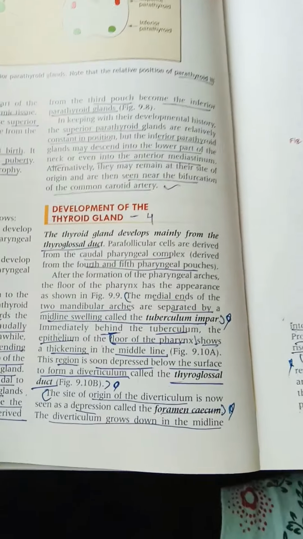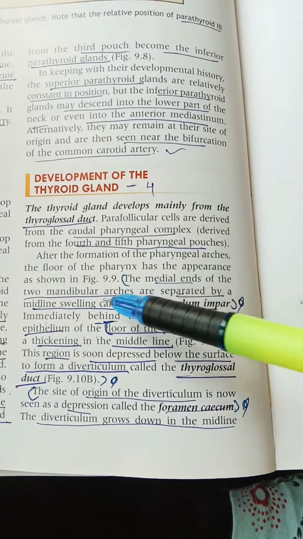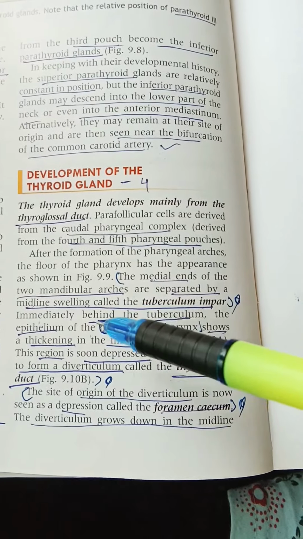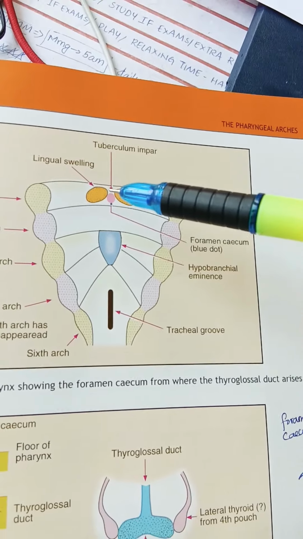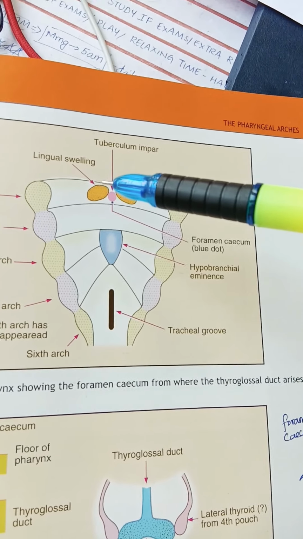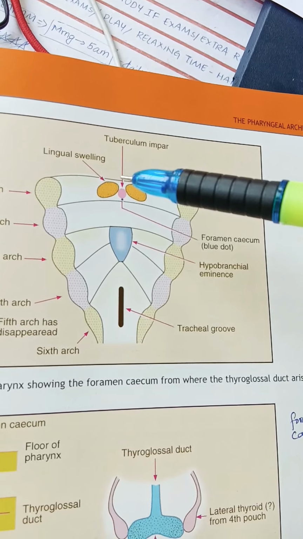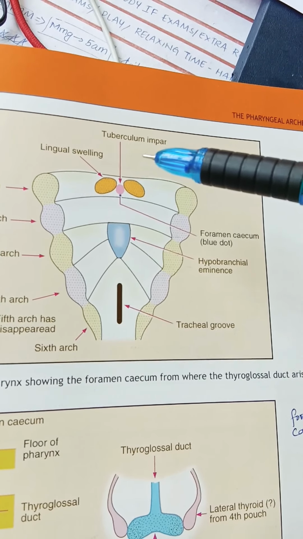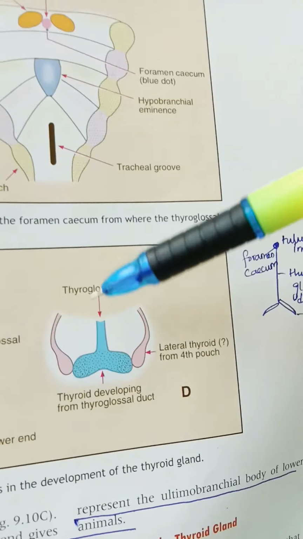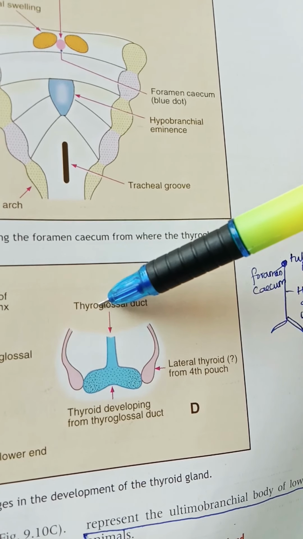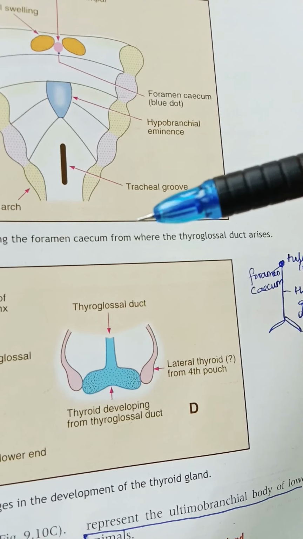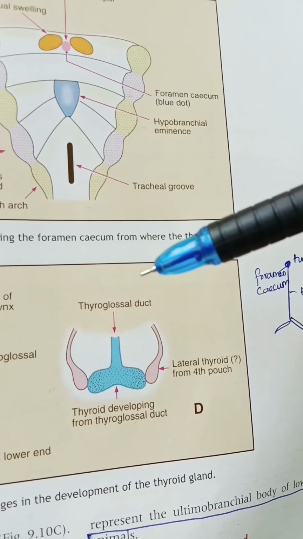And one more important thing is that the medial ends of the two mandibular arches are separated by a middle swelling called the tuberculum impar. So you can see this is the tuberculum impar, and also the floor of the pharynx shows thickenings in the midline. The region is soon depressed, forming a diverticulum called the thyroglossal duct. So this is the thyroglossal duct, and the site of origin of the diverticulum is known as the foramen cecum.